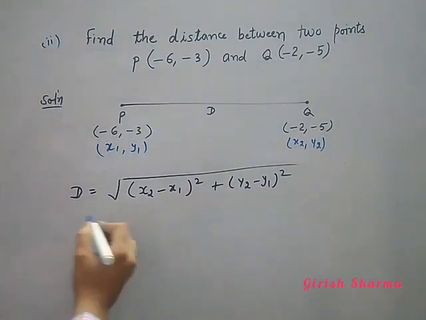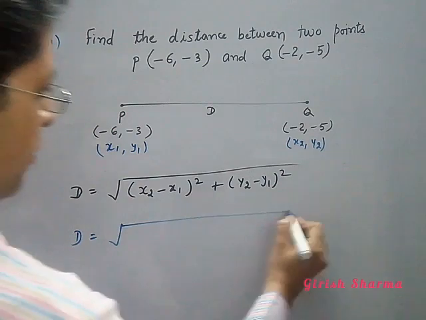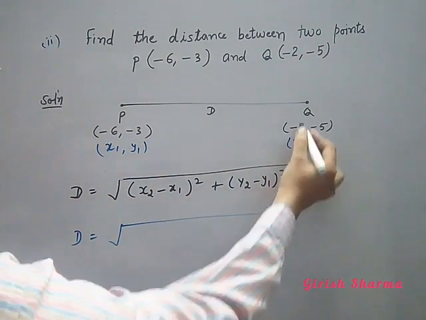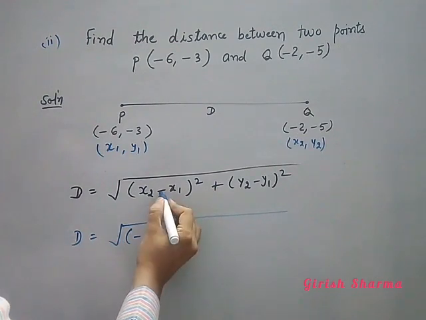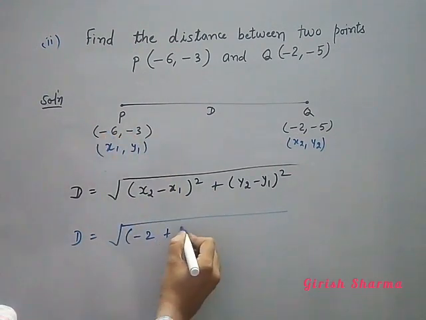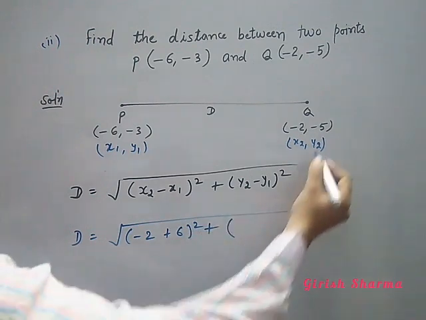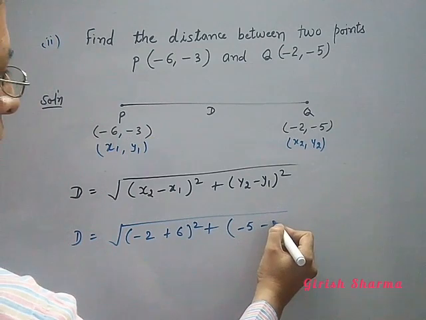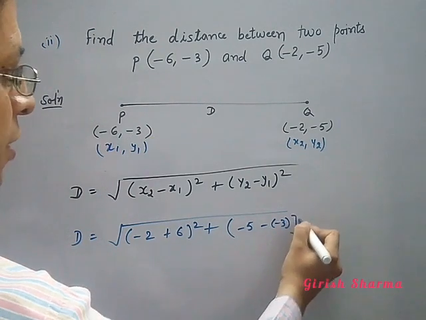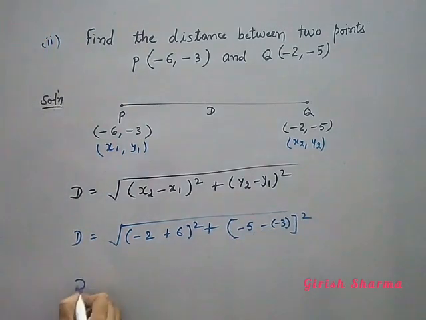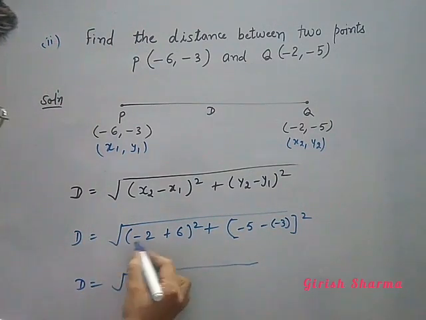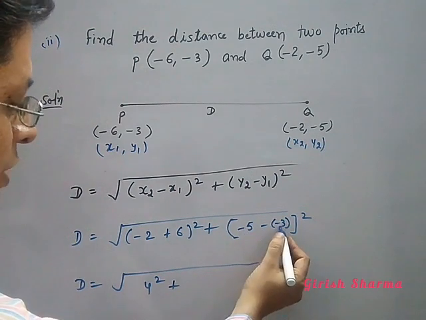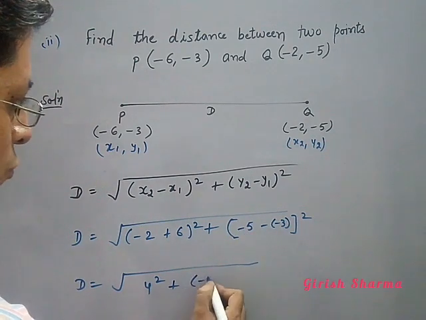Then what is the formula? Distance formula is d is equal to under root x2 minus x1 whole square plus y2 minus y1 whole square. x2 is your minus 2, and minus of minus 6 means plus 6 whole square. y2 is your minus 5 and minus y1 is your minus 3. Okay, I am expanding one equation, see here. Now see, this is plus 4 square. What will be here? Minus 5 plus 3. This will be minus 2.